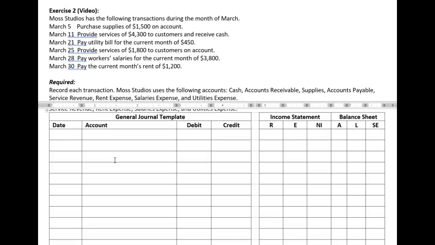Now that we have an understanding of the accounting equation and the rules of debits and credits, let's take a moment to look at an example and see how each transaction would be impacted. So Moss Studios has the following transactions during the month of March.